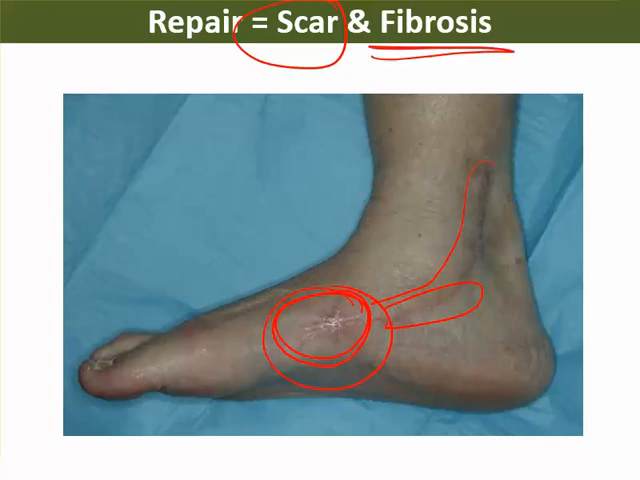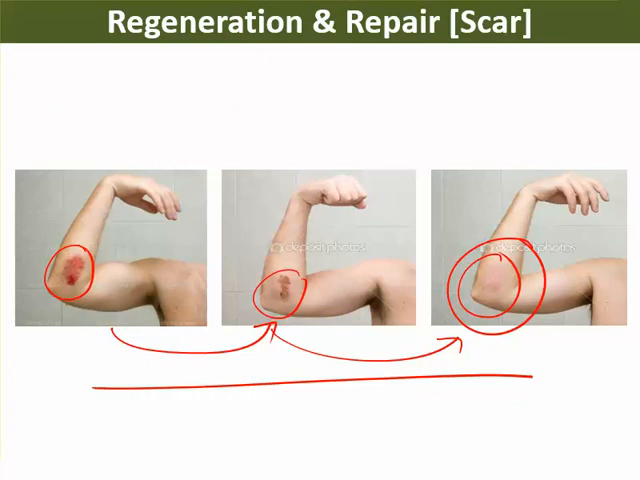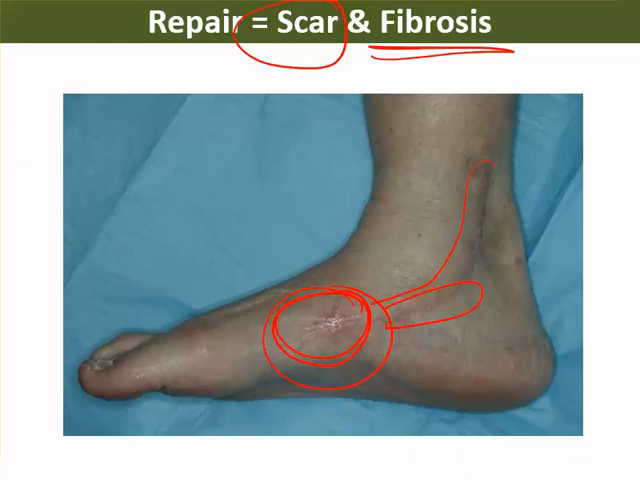So what you have to take here, the principle is, if the incision is deep, they produce scar formation, and if the incision is superficial, they produce regeneration. And here, if the incision is very deep, they produce more collagen, that leads to fibrosis.